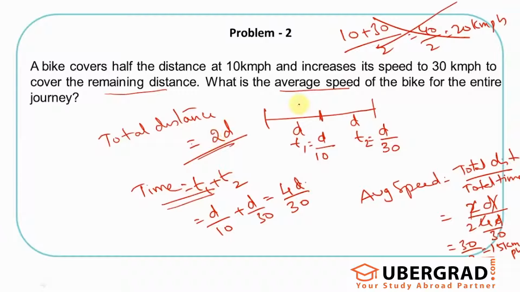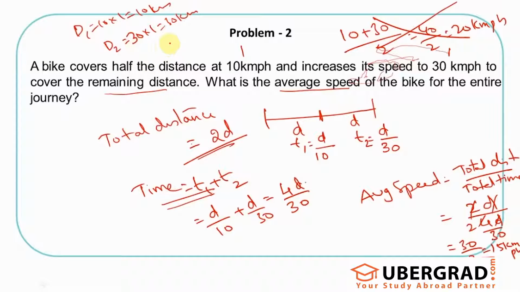Yes, it works out in the case when the time is the same for both parts of the journey. Like if I have traveled at 10 kilometers per hour for 1 hour and 30 kilometers per hour for 1 hour, right? Let's assume that case. What is the distance of the first part? 10 into 1 is 10 kilometers. The distance of the second part is 30 into 1 is 30 kilometers, right?